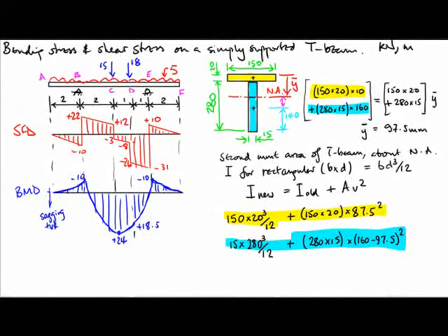So the second moment of area for the whole beam is actually all of that added together, which comes to 66.9 times 10 to the 6, and it's millimeter to the 4 for all of these dimensions being in millimeter. Right, that is the second moment area of the whole I-beam.